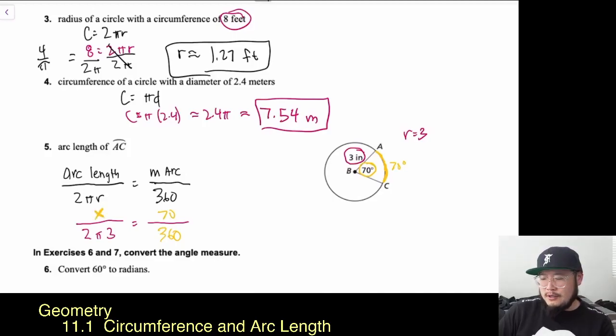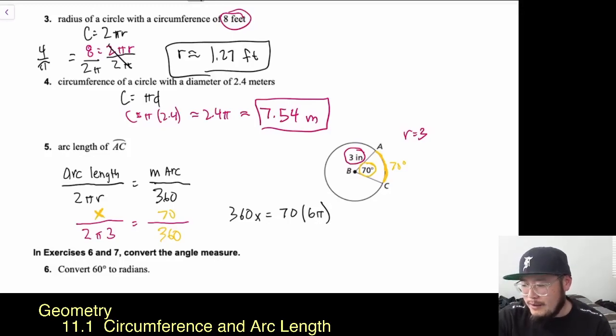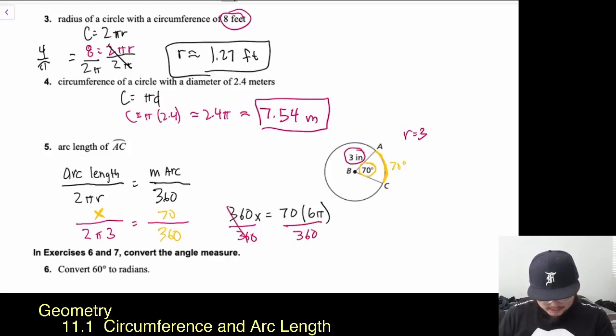So what do we do? Solve for x. That's all you're going to have to do. Cross multiply. So X times 360, we have 360x. And that's equal to 70 times 6 pi. Let's simplify things out. Let's get x by itself. We divide both sides by 360. If we want the exact answer, let's do a little bit of work right here.